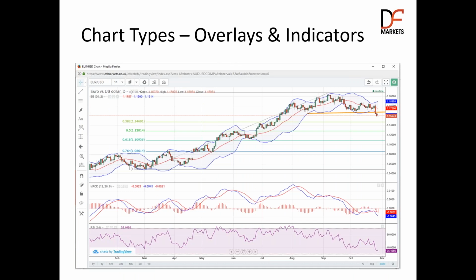And you can overlay things onto a chart, and this last chart looks a bit noisy, and there are some bits and pieces on there that you must be scratching your head about. Well, we've got some Bollinger Bands on there, some Fibonacci lines, and an MACD indicator in the middle. And down the bottom here we've got something called the RSI, which is the Relative Strength Index.